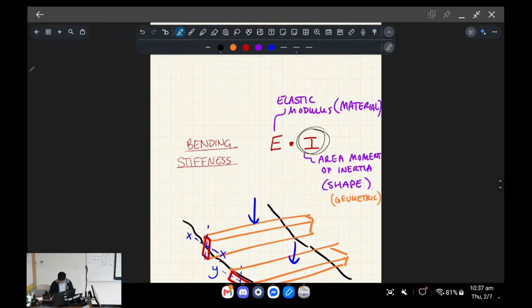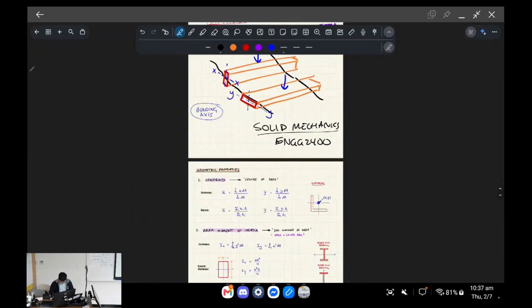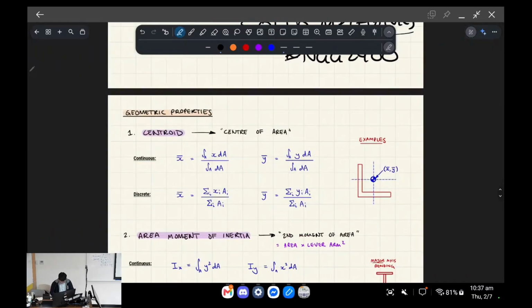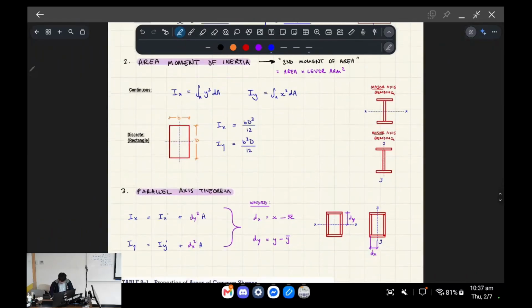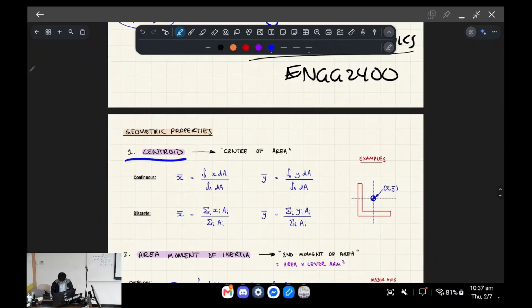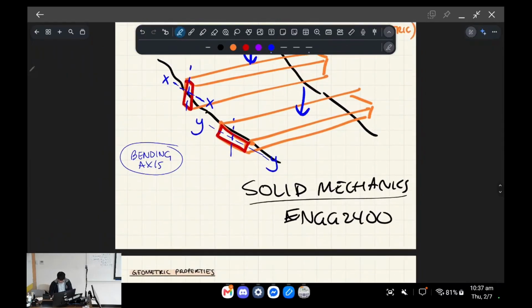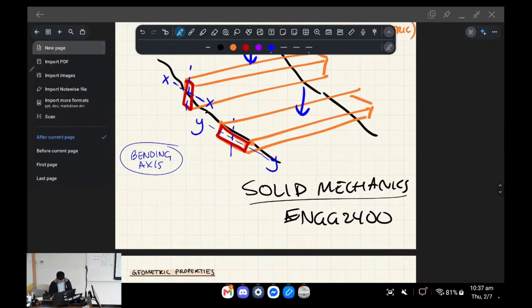So this is geometric properties. Now that I've given you some context, I basically need to tell you about three things related to it. The first one's the centroid. The centroid is the center of area, okay?